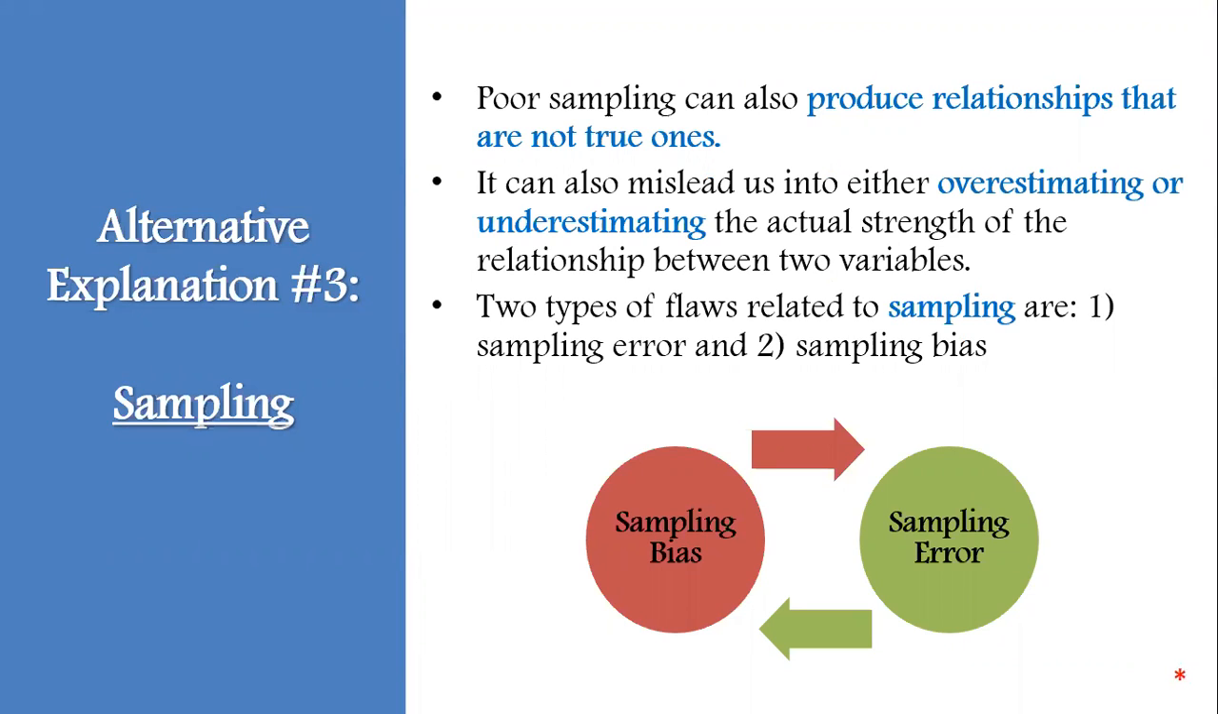The third alternative explanation is related to sampling. Poor sampling can produce relationships between variables that are not true ones. It can also mislead us into either overestimating or underestimating the actual strength of the relationship between two variables. Two types of flaws related to sampling are sampling error and sampling bias.